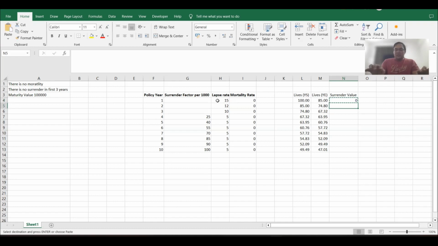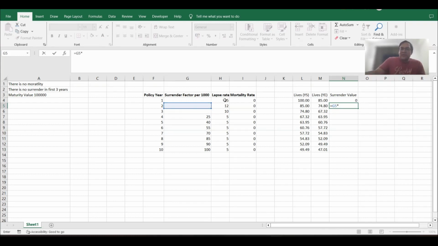Next year, what is the number of people? What is the surrender value? First of all, the surrender value that is given is 0. How many people are alive right now? The number of people alive at the start of the year is 85. Now you cannot apply this 15 here, because earlier the number of people was 100, and that's why I multiplied 15. But you can see how many people have lapsed: that is 85 minus 74. That's why the calculation of lives was important. This minus this.